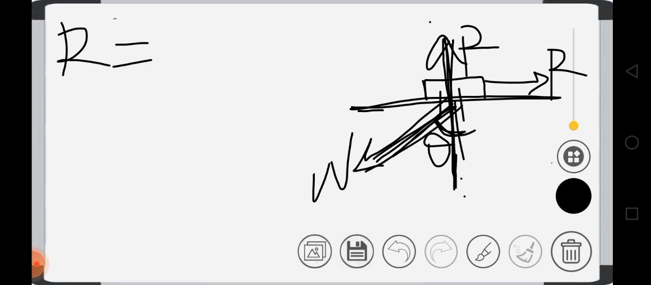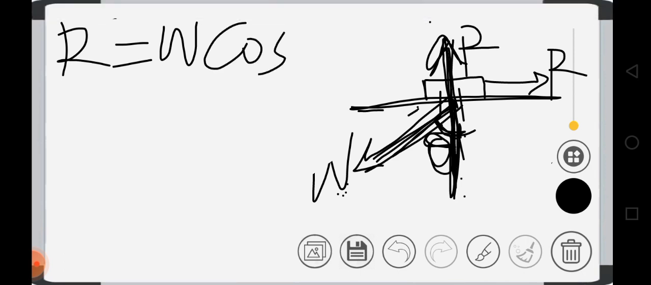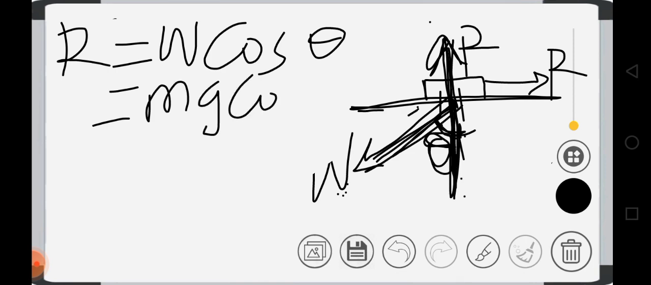Now resolving this one to this place, that will be something like R along the y-axis. If you want to resolve this W to the y side, you multiply W by cos of this theta, because the theta is with the vertical, not with the horizontal. So I'm going to have W cos theta. Or since W is equal to M times G, you can say mg cos theta.